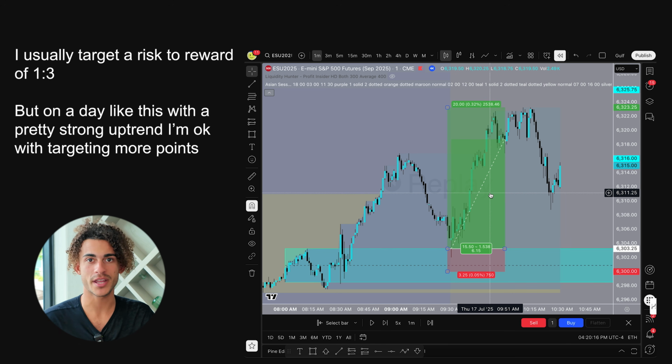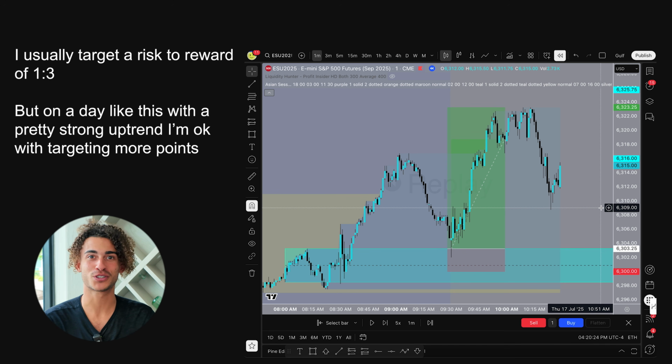On this specific trade right here, I made about $10,800. Again, guys, making $10,800 for working under 90 minutes in the morning, not bad if you ask me.